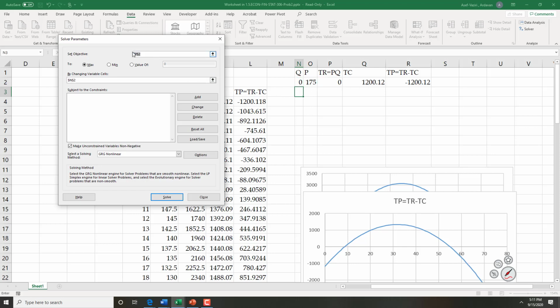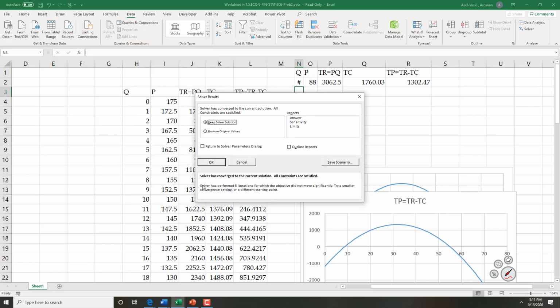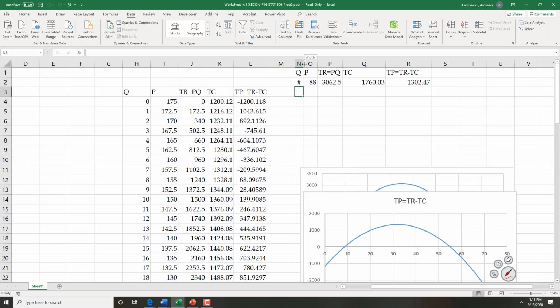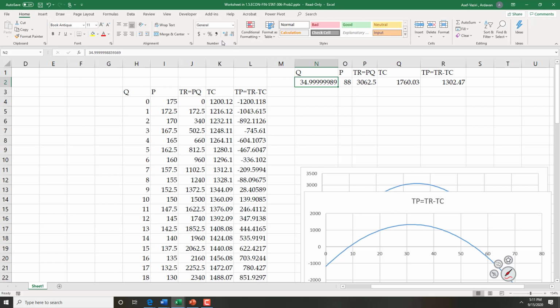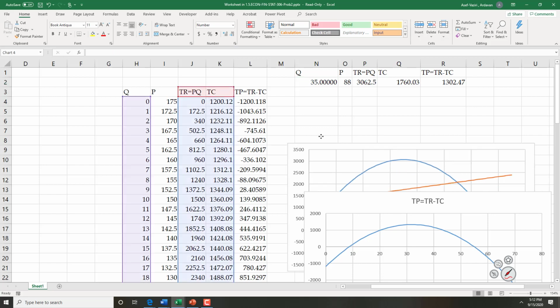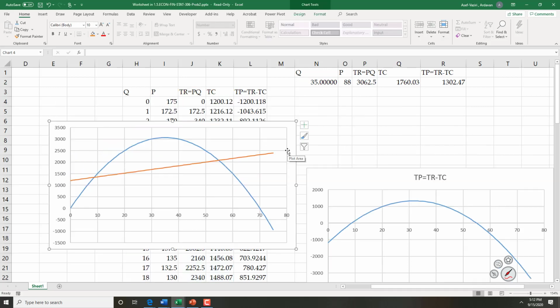So here I type total revenue. Here I type quantity sold. Solve, and I get the answer, which is 34.9999, and I don't need that many nines. 35. So that is the point which maximizes my total revenue.